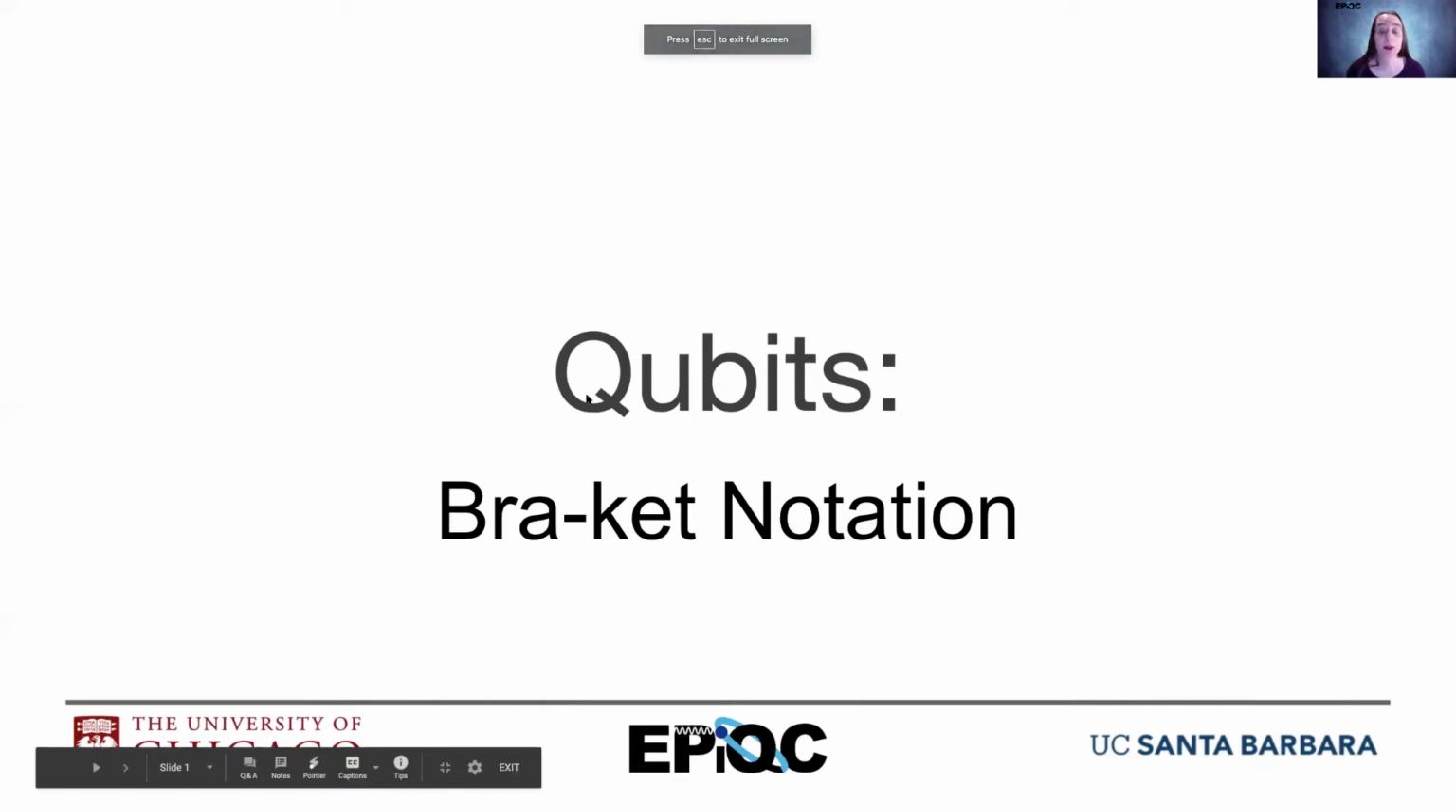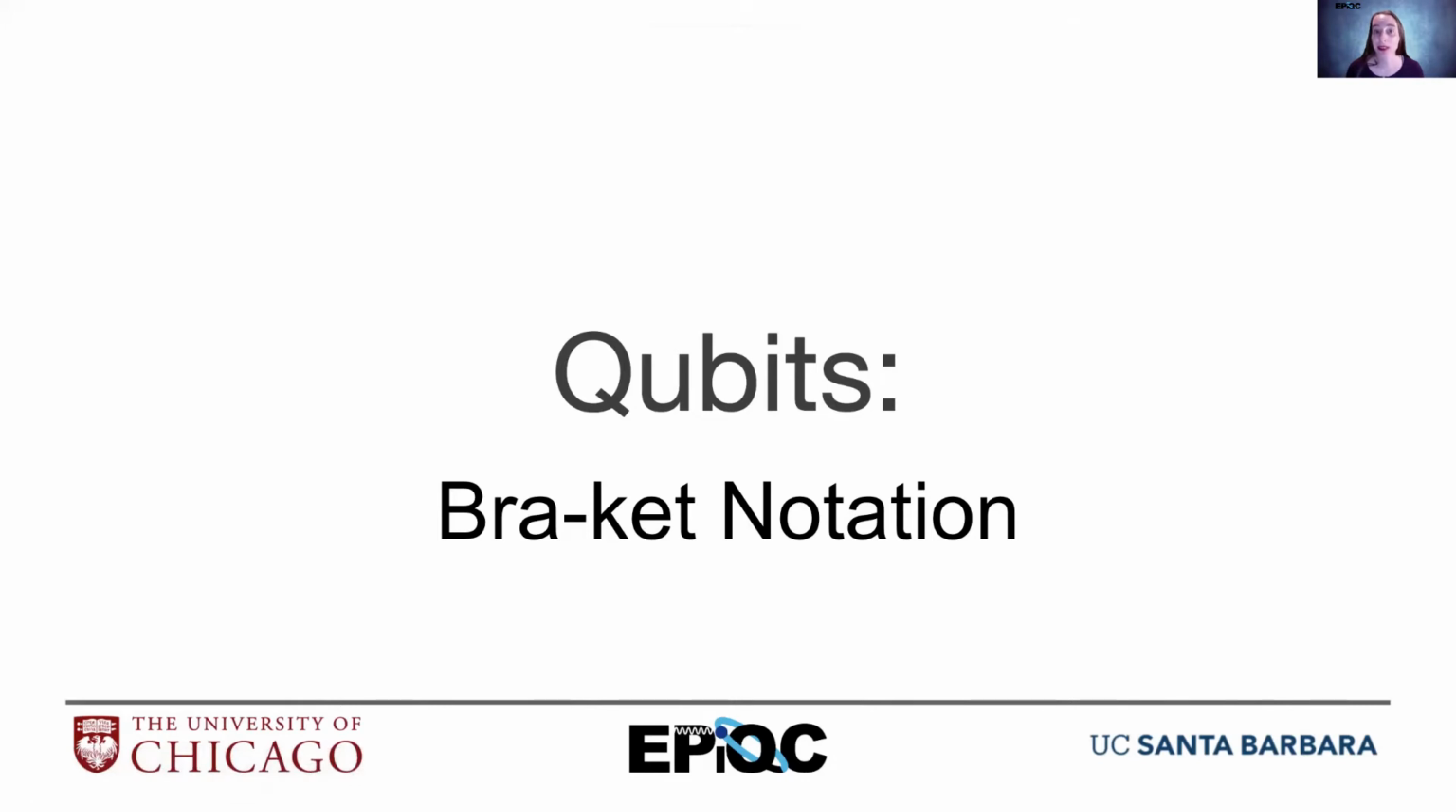Today we're going to introduce Bra-ket notation. This is the mathematical notation for expressing the quantum state of one or more qubits.